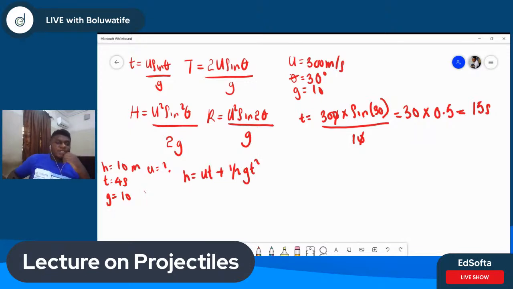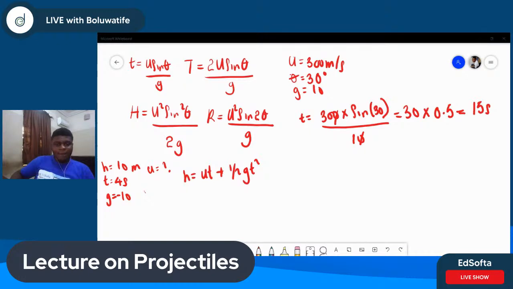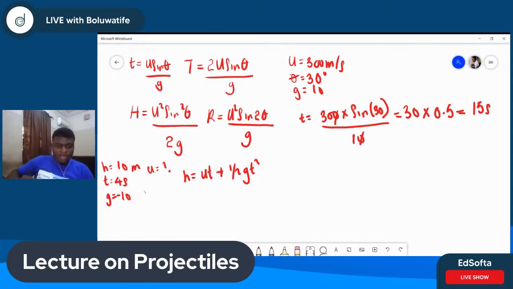Now, remember, because it is going upwards, which is what? Against gravity, right? It's going against gravity. So my g here will be what? Minus 10. Okay, so having said that, my height is what? 10. So 10 equals to u, which I don't know, times 4 plus half times minus 10, which is my gravity, and 4 squared.